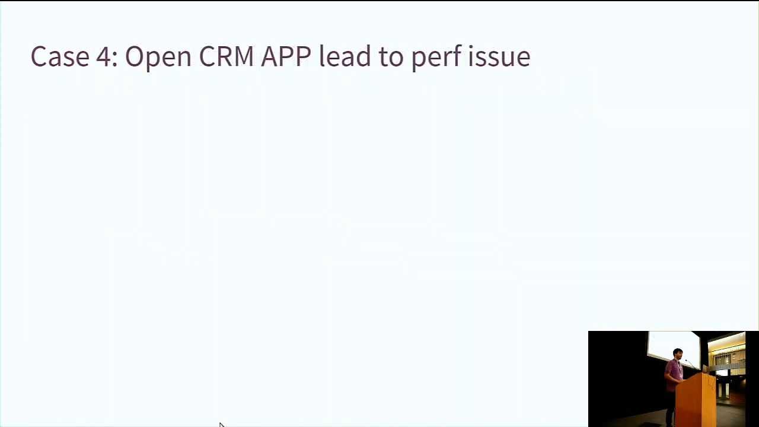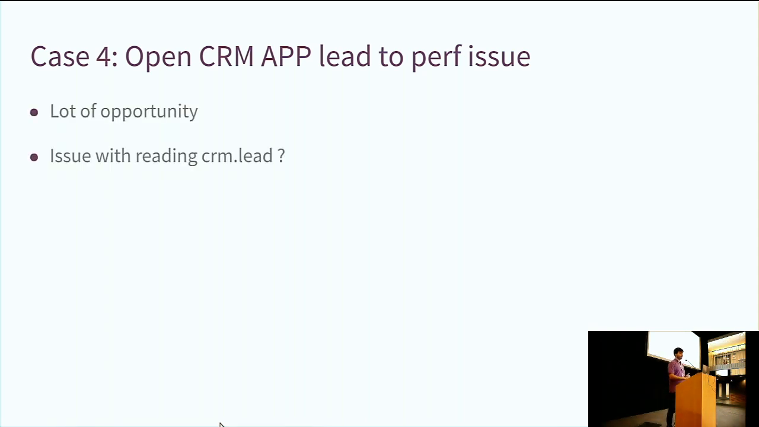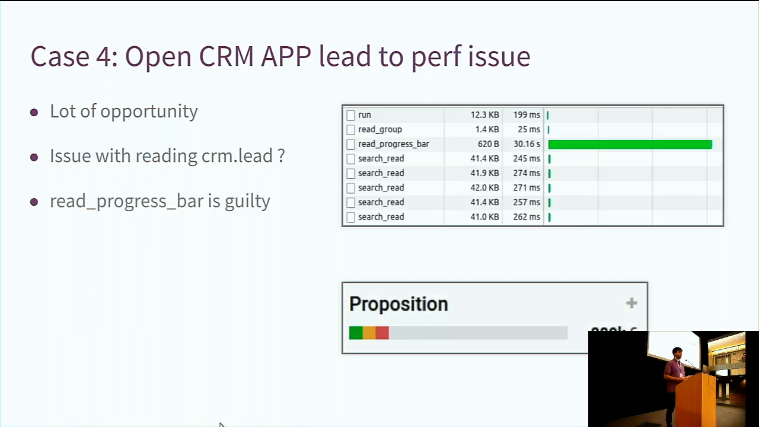And the last case, it happened also. You open the CRM app and you get a spinner. It's spinning and it's loading, you don't know why. This is a database with a lot of opportunities, so probably it's because you have a lot of opportunities to read. It's a Kanban view, making a lot of search reads for each column. But let's check the network. And actually, this is what's happening.